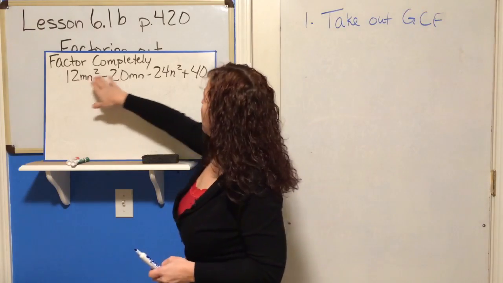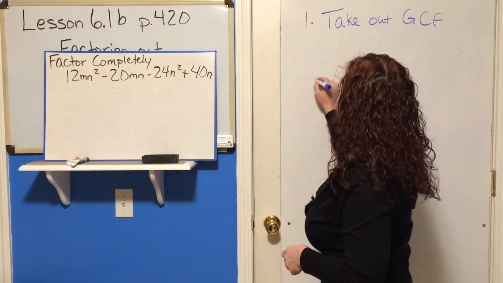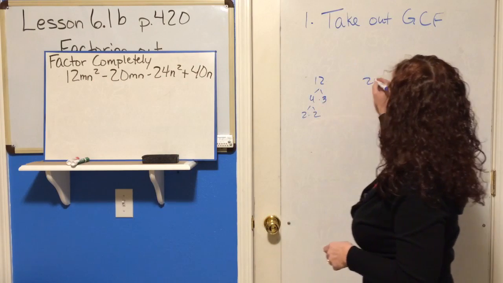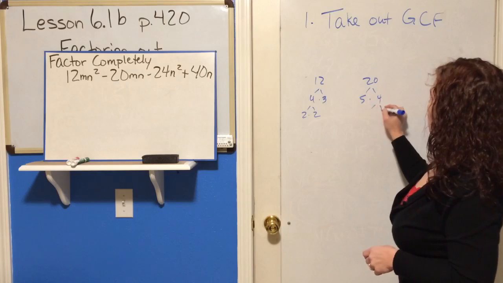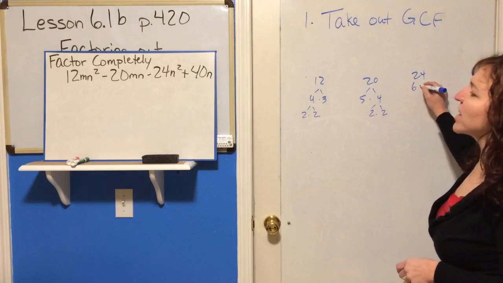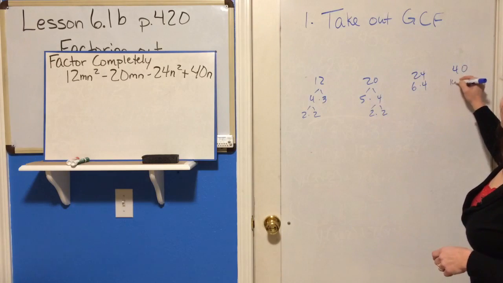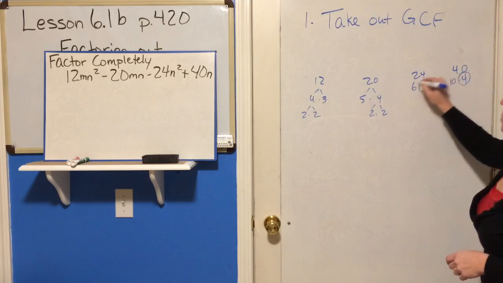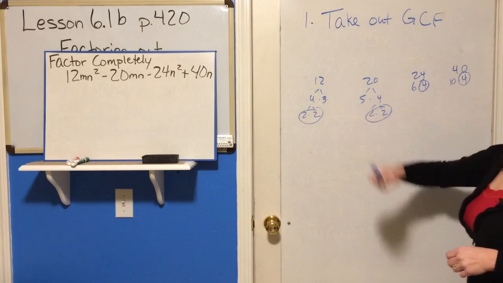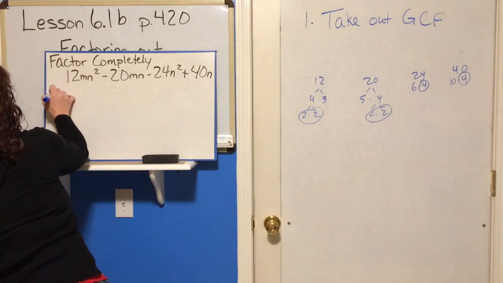So we've got 12, 20, 24, and 40. Let's see. 12 is 4 times 3, 20 is 5 times 4, 24 is 6 times 4, and 40 is 10 times 4. The 4s are in common all the way across the board and the other is extra. So let's just take 4 out. Okay, so 4 is in common.